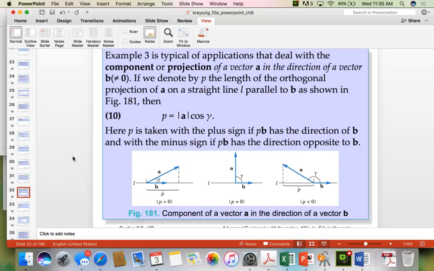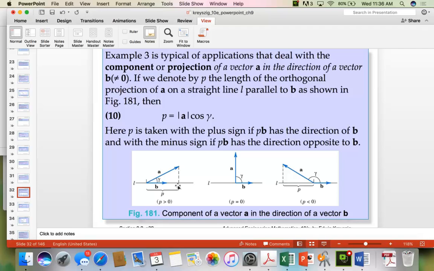So basically, this is what I was discussing earlier, that really what the dot product does is it gives you a projection of one vector onto another. If you want to find the length of that projection, then you basically can take the magnitude of A, multiply it by the cosine of gamma, and that gives you the length of the projection of A onto B.